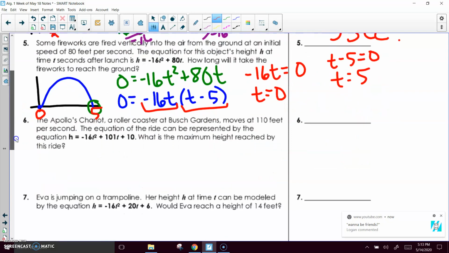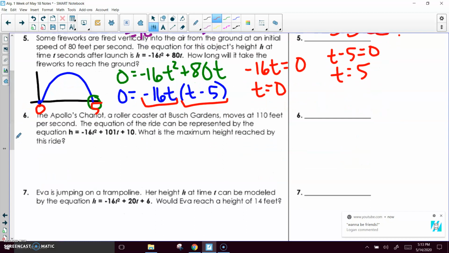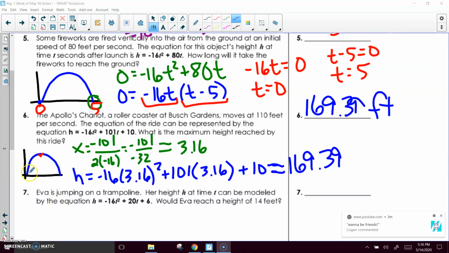Please hit pause and work through question 6. Question 6 is super similar to the front side, the B part of 1, 2, and 3. How many of you actually drew a picture to help model the situation? Good job if you did that.